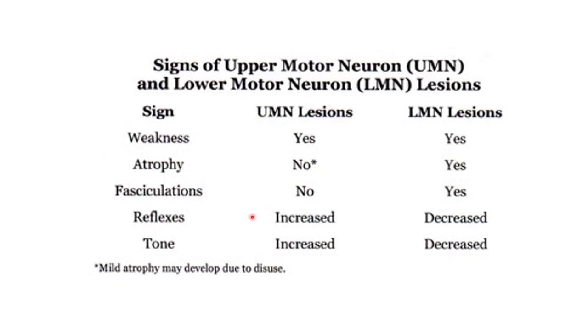Very important: reflexes, spinal reflexes including deep tendon reflexes, are increased in upper motor neuron lesions and decreased in lower motor neuron lesions. And muscle tone is increased in upper motor neuron lesions and decreased in lower motor neuron lesions. You need to know these differences as a basic summary of what we've talked about in this PowerPoint.